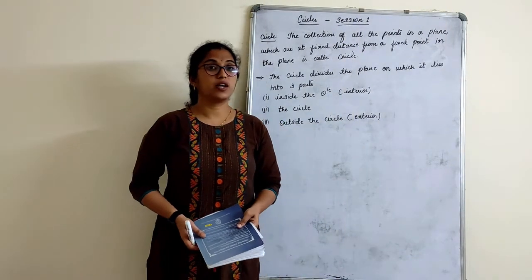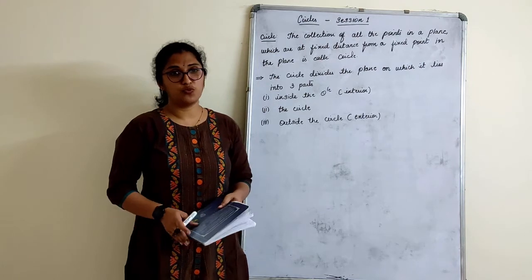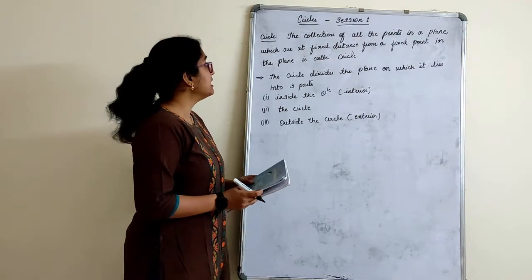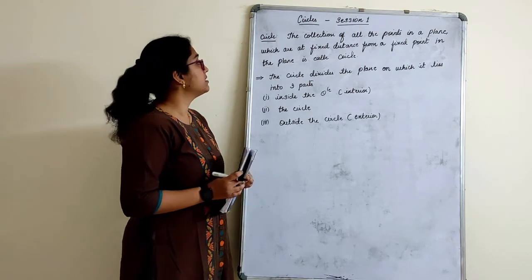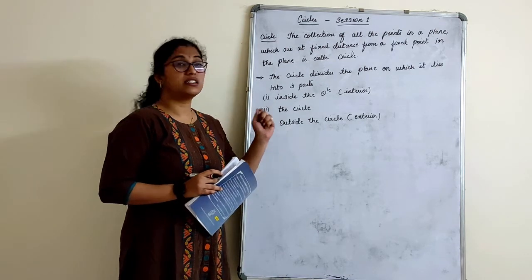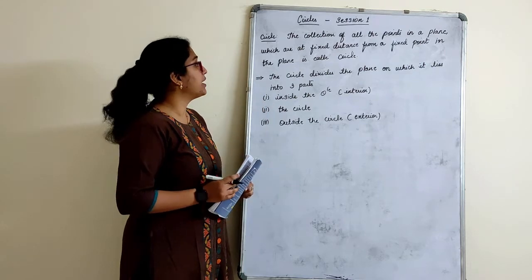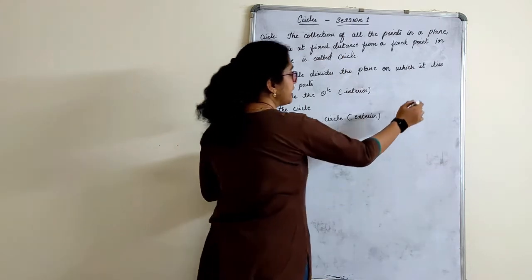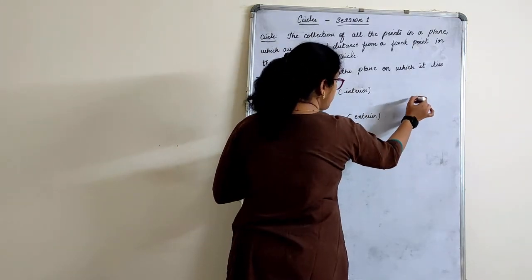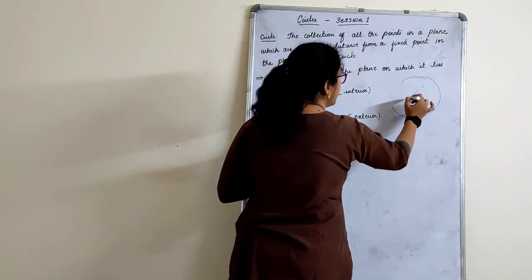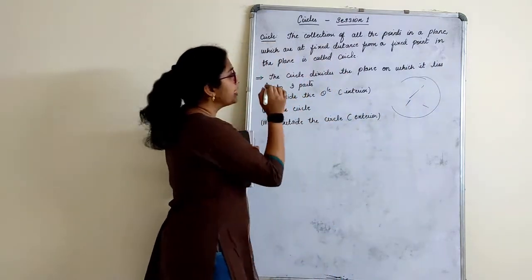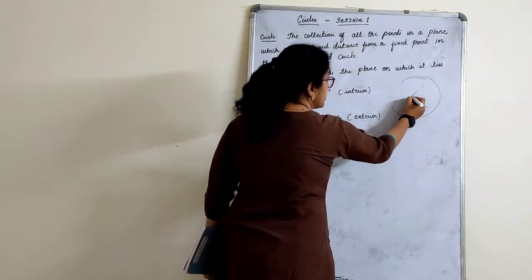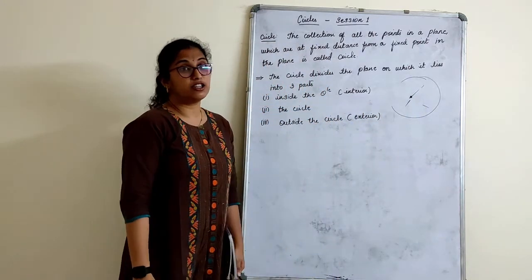Good morning. We will start with a new chapter, Circles, Session 1. So you all know what is a circle. Definition wise, it is a collection of all the points in a plane which are at a fixed distance from a fixed point in the plane. That is called a circle. The fixed point is called the center of the circle.